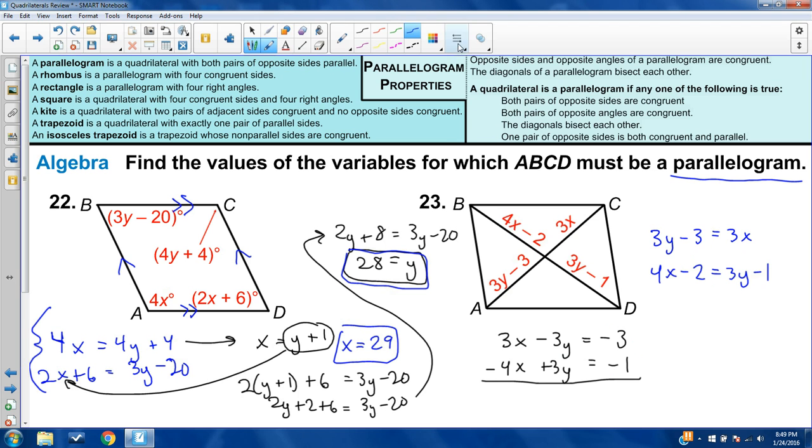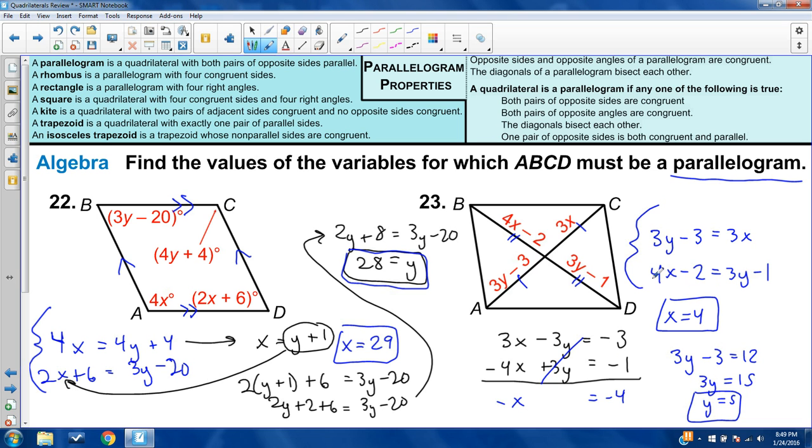When I go down here, I'm going to get 3x minus 4x is negative x. Negative 3y plus 3y is 0. And negative 3 minus negative 1 is negative 4. So x equals 4. Substituting 4 for x, maybe in that top equation, 3y minus 3 equals 3 times 4, which is 12. And you will get y equals 5. So x equals 4, y equals 5, using the understanding that diagonals bisect each other. Therefore, these parts are congruent. The rest after setting these up is algebra. So there's your system. This is the geometry portion. Very algebra after that.